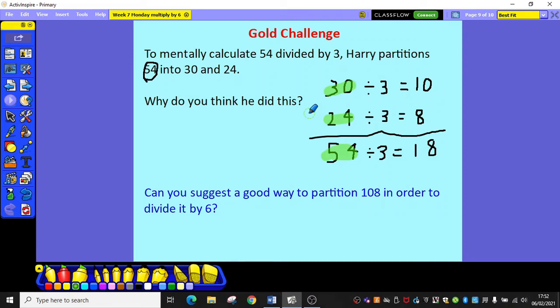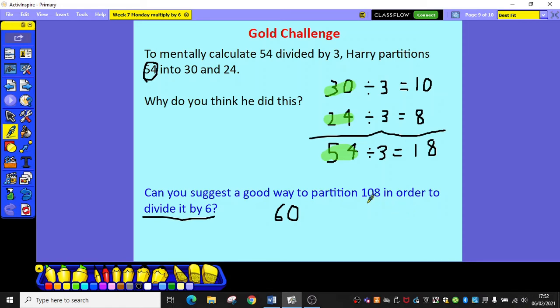Okay, so let's have a look at this question below then. Can you suggest a good way to partition 108? And this time we've got to divide by 6. Well, the first thing I would do is put down the multiple of 10, just as we did up here. 54. Well, 3s into 30 is very simple, is 10, and I'm left with 24.